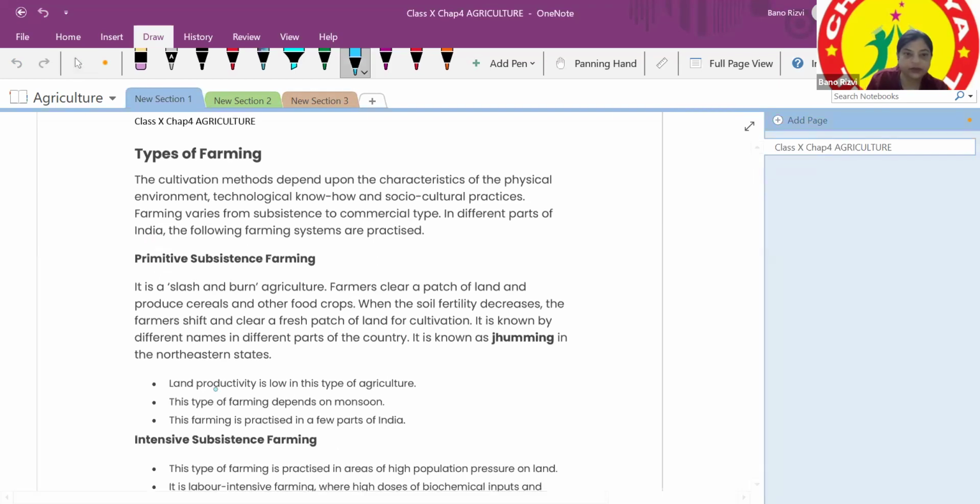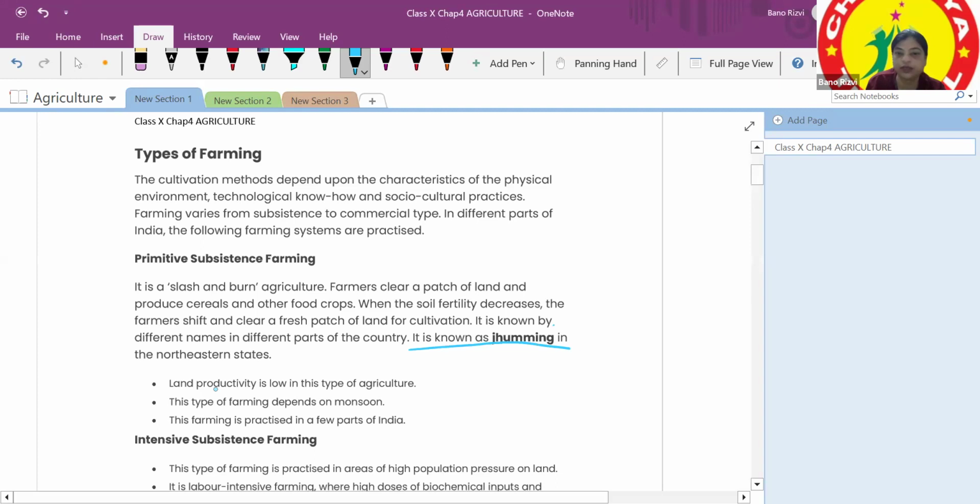So it is slash and burn agriculture. The farmer clears a patch of land and produces cereals and other food crops. When the soil fertility decreases, the farmers shift and clear a fresh patch of land for cultivation. It is known by different names in different parts of the country.